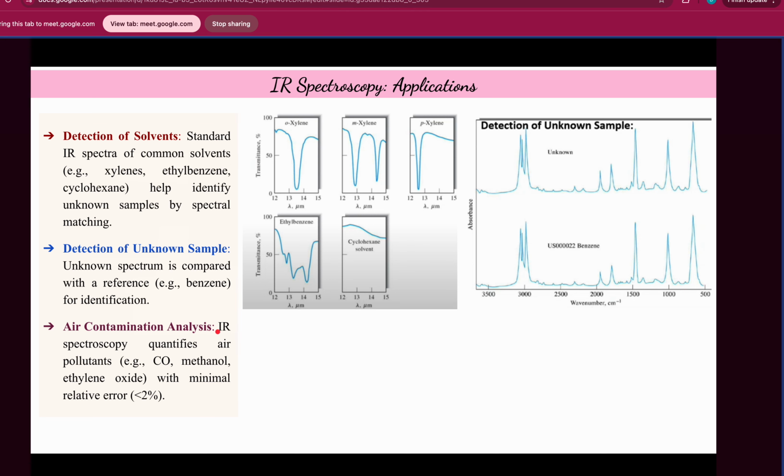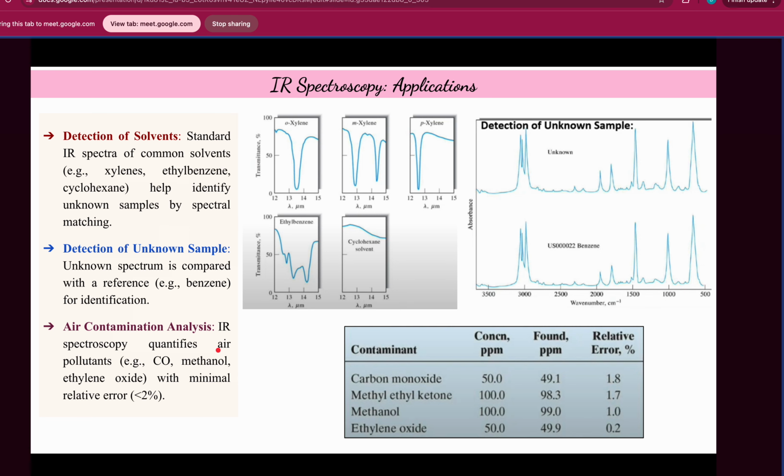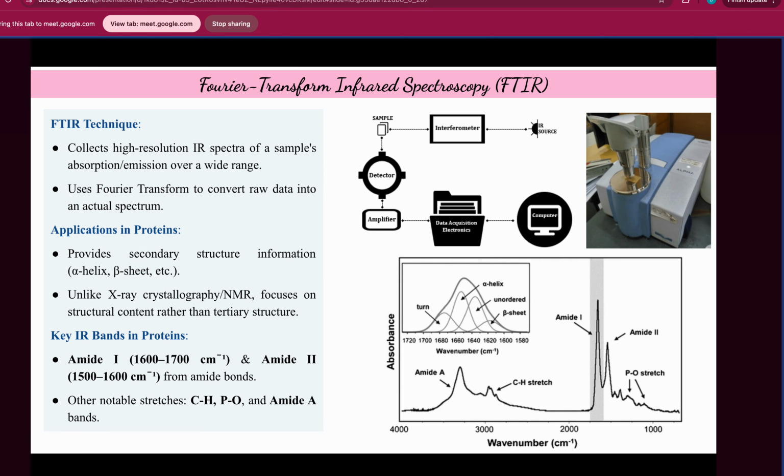Then comes air contamination analysis. With the help of IR spectroscopy, you can also quantify air pollutants such as carbon monoxide, methanol, and ethylene oxide, because these compounds have different bonds and different bonds have different dipole moments. Due to different dipole moments, they will show different vibrations, or different stretchings, so you can distinguish their spectra from one another. In this way, you can identify the contaminant present in the air. You can also identify its concentration because the peaks tell you about the concentration. So this is all about IR spectroscopy.